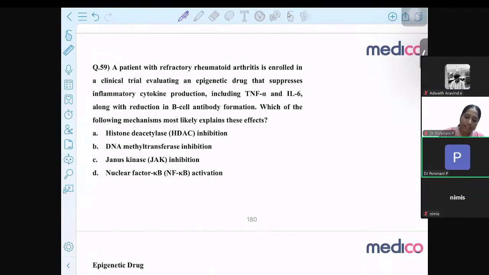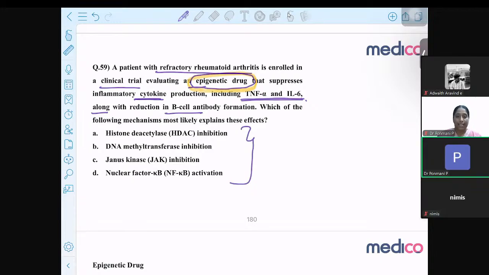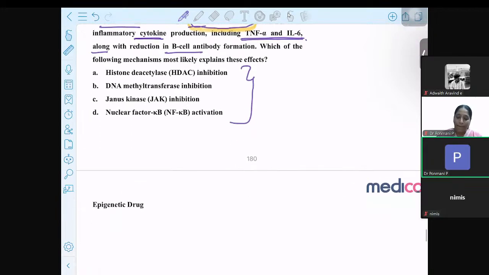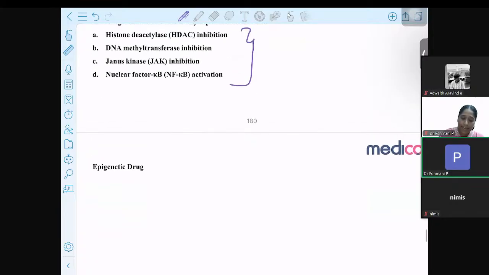A patient with refractory rheumatoid arthritis is enrolled in a clinical trial evaluating an epigenetic drug. Okay. So this is the keyword here. An epigenetic drug that suppresses the cytokine production, including TNF-alpha and IL-6, along with a reduction in the B cell. Which of the following mechanisms explains these effects? Please remember, epigenetic drug means it can act by 2 mechanisms. One is histone deacetylase inhibition, and the other is DNA methylation.